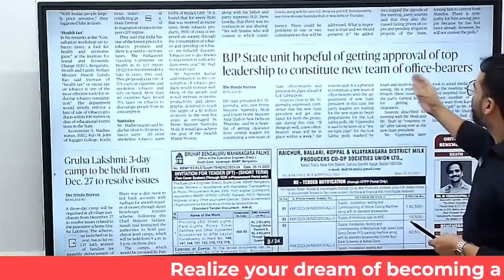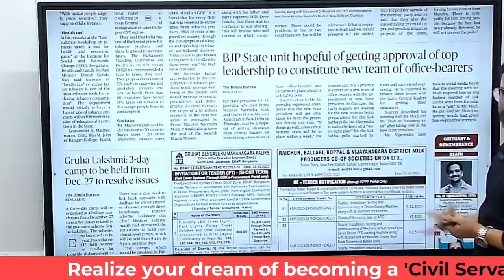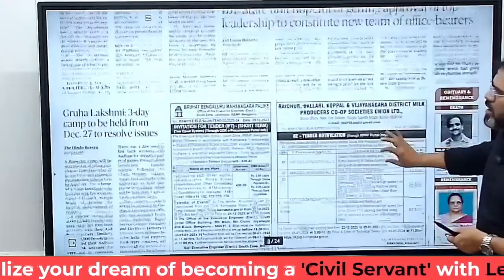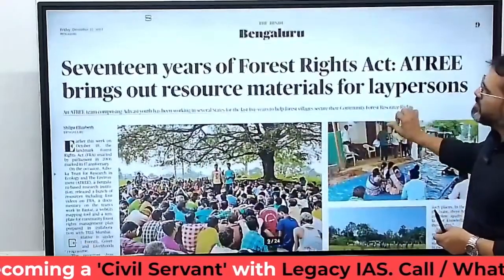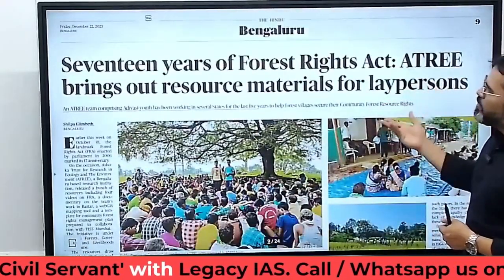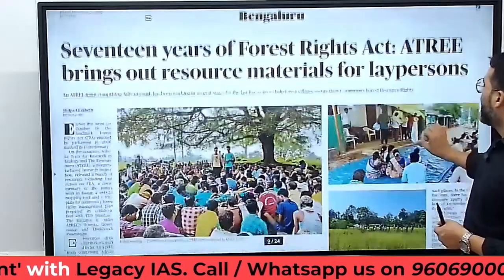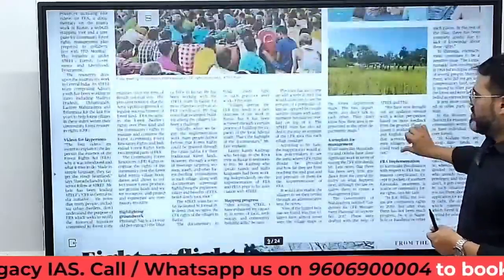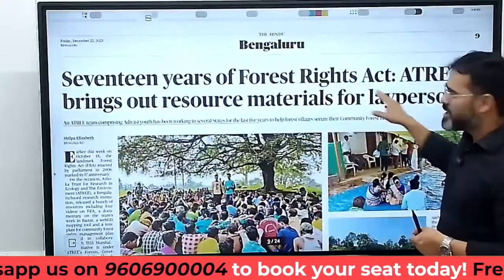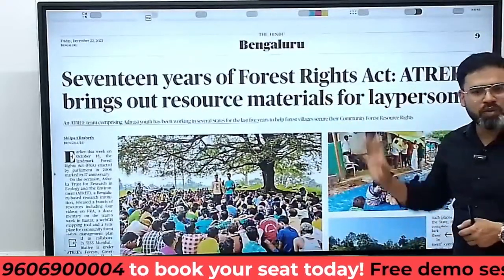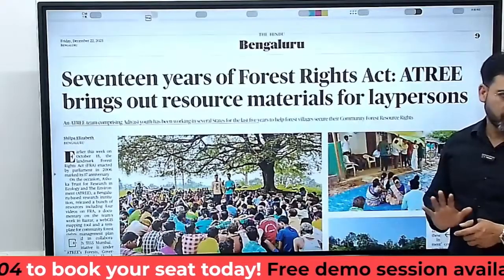BJP state unit hopeful of getting approval of top university, not important, correct? Then Guru Lakshmi, not important. Again from Bengaluru आ गया, 17 years of Forest Rights Act, okay, brings to resource materials for them. आपको बस इतना ही पढ़ना है, what is the Forest Rights Act? Forest Rights Act क्या है, कब आया था, important provisions of the Forest Rights Act.